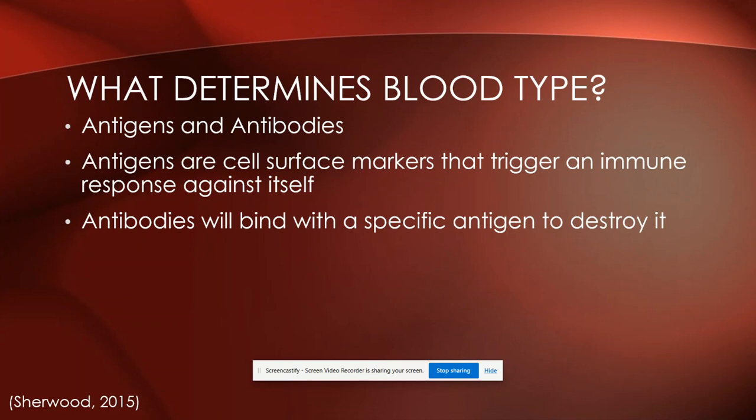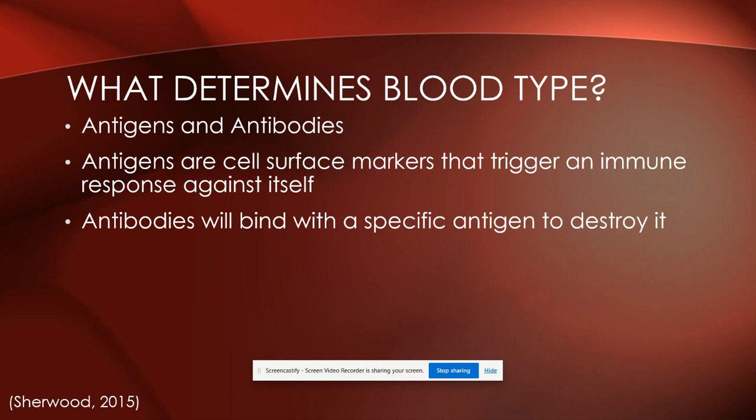So this whole presentation is about blood and blood type. So let's figure out what determines a blood type. Ultimately, it comes down to your antigens and your antibodies. Hopefully, you all know your blood type. It's very important information, especially medically.